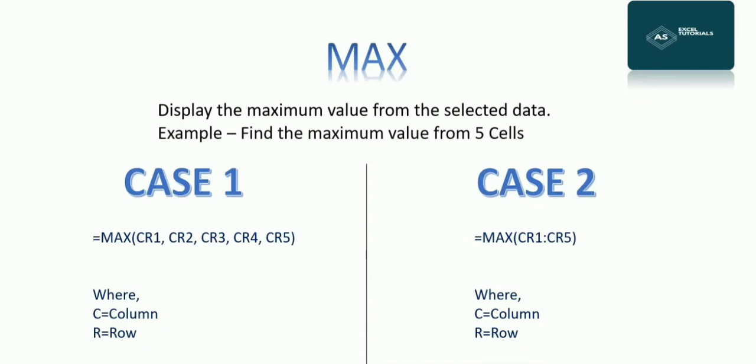Now if we talk about case 2, what we'll do? We'll write equals to max, and in the bracket we'll be first taking the first cell name, that is C1, and the colon, last cell name, that is C5.